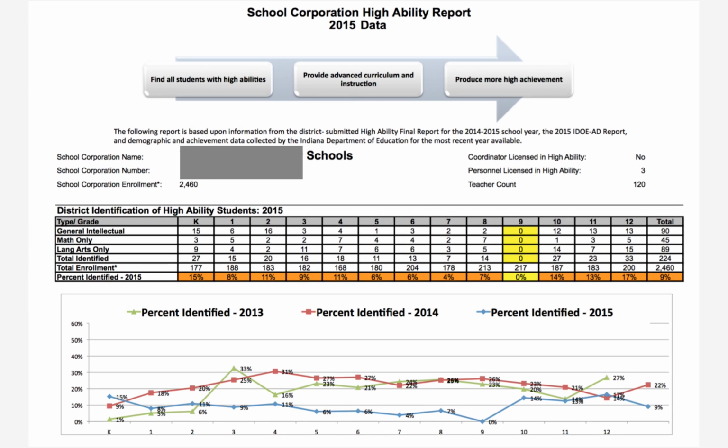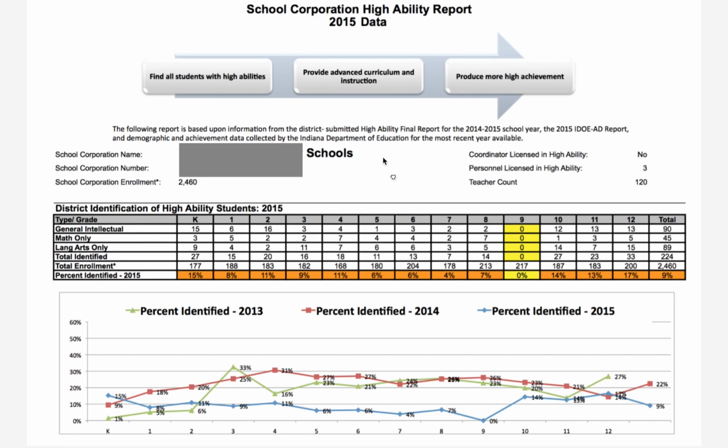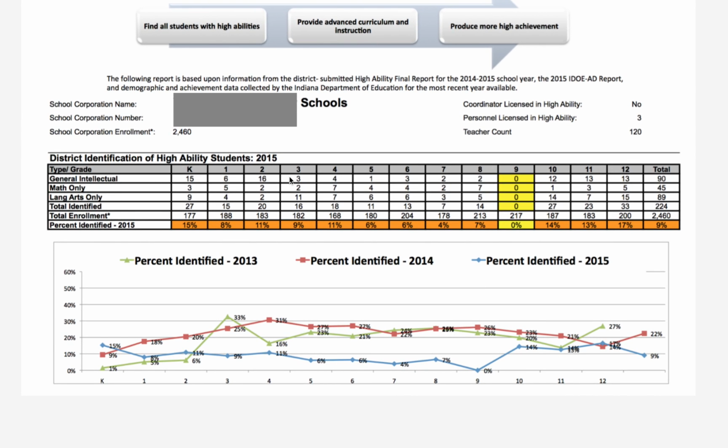Okay, if you look on the first page of the data card, you'll see a lot of good information. Starting with up here, it'll tell you, does the coordinator have a license in high ability or not? And then the number of licensed personnel in the district. And that can kind of start to tell a story if you see, for example, that when we get to the next page, that performance is lower than expected for high ability kids. And if you see, well, the district doesn't have anybody licensed, that would be something to suggest right away as a recommendation.